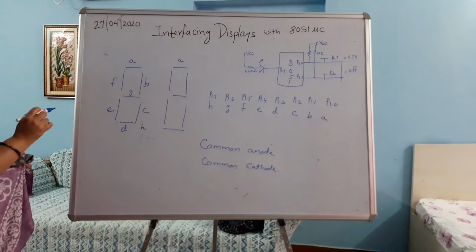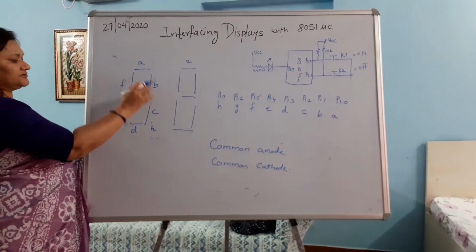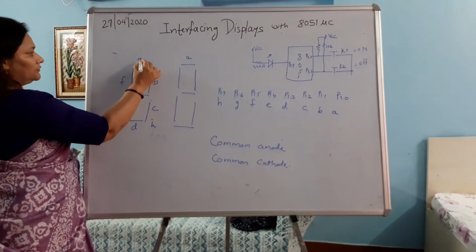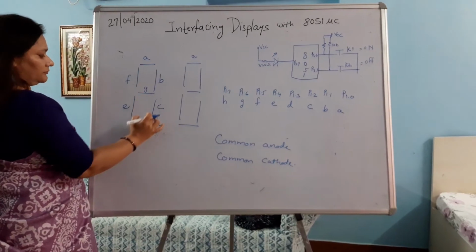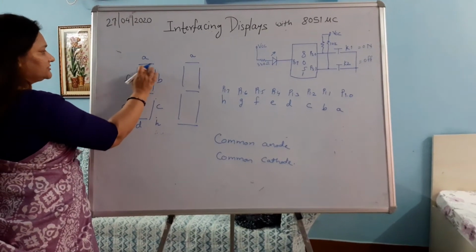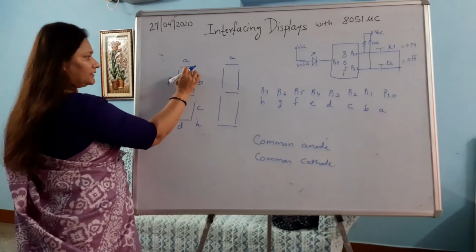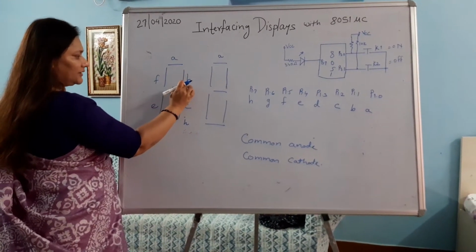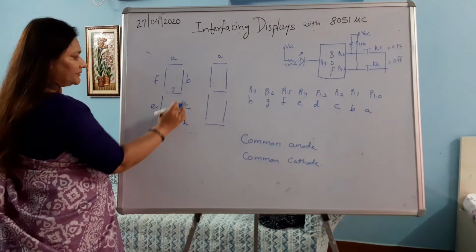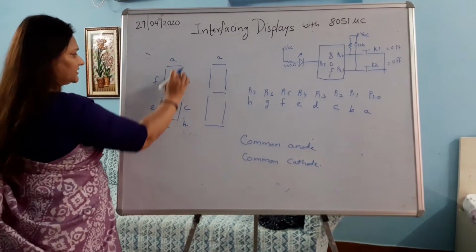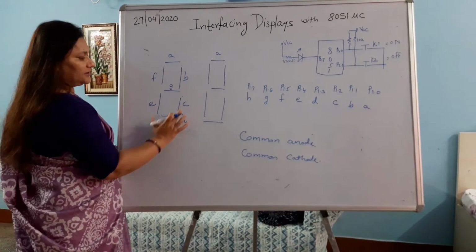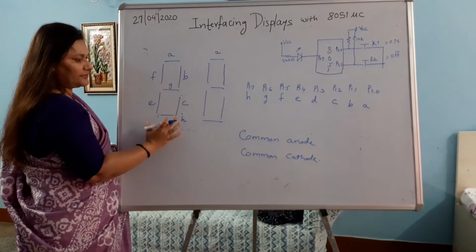So students, we were talking about interfacing 7-segment displays. Now how does a 7-segment display look? It looks like this. Each segment is one LED. That means this segment is one LED, this segment is one LED. Likewise, how many segments are there? There are a total of 7 segments and one decimal point. So a total of 8 LEDs are there in a 7-segment display.